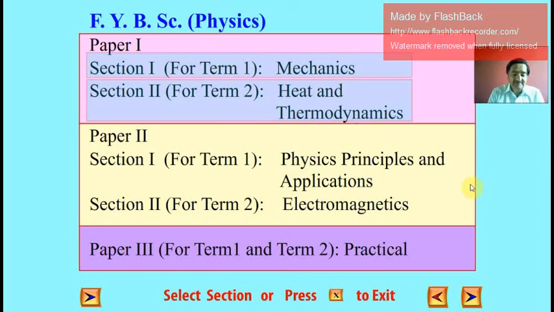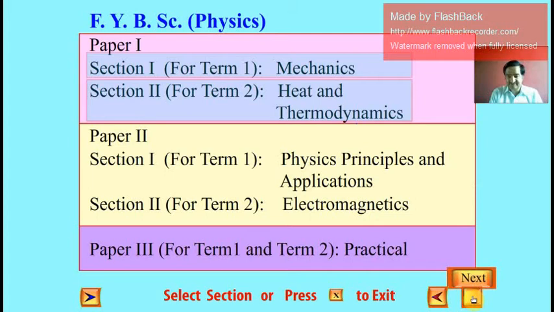This package is made for FYBSc physics students. Various animations, simulations, and expert lectures are added in this package for deep understanding of students. Students can learn it independently using mobile phone, PC, or laptop as and when they require. They can repeat it. This course is divided in three parts: paper 1, paper 2, and paper 3.